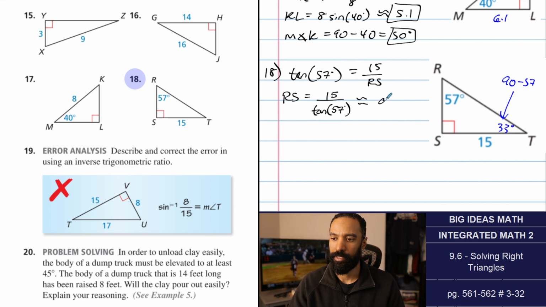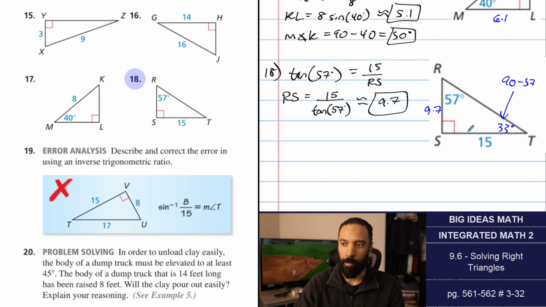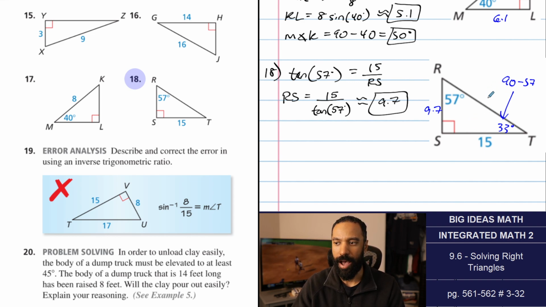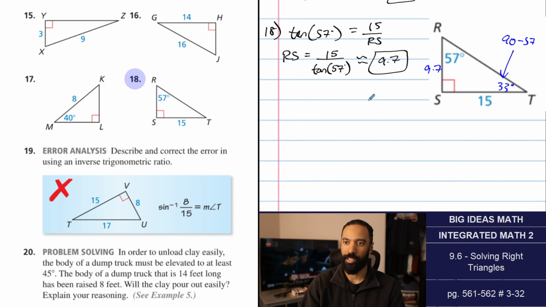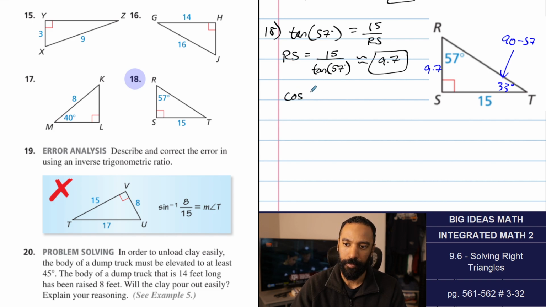9.74, so around 9.7. Should it be less than 15? Yes. It is opposite the 33 degree angle. Let's not use the rounded value, no Pythagorean theorem, but let's find this hypotenuse here. I can either use the 57 with sine or the 33 with cosine. For the sake of diversity, let's use that 33 and let's use cosine.